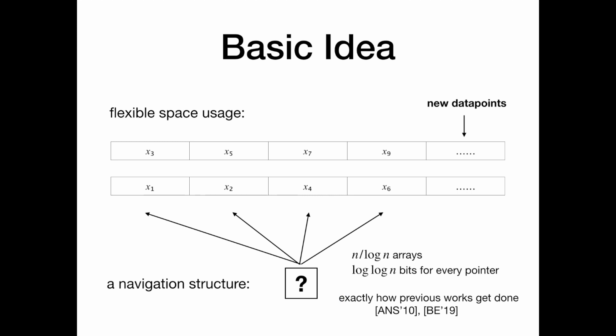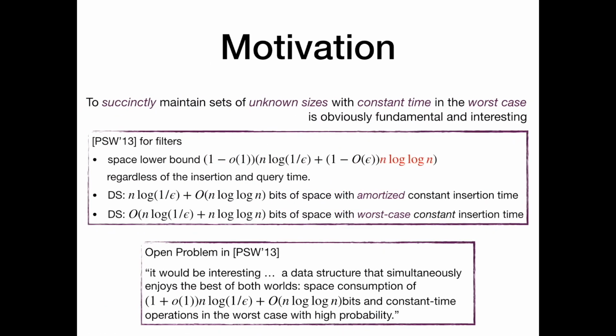If we try to uniformly distribute the data points into n over log n extendable arrays, then, with high probability, every extendable array contains Θ(log n) data points. So, every data point needs a pointer of log log n bits. Note that we actually store the order of insertions with the pointers. It is exactly how previous works get done. However, succinct filters for sets of unknown sizes can't afford redundancy of n log log n bits.